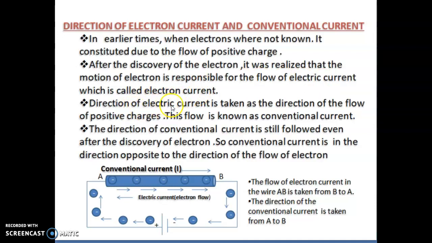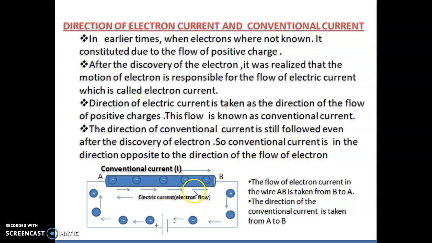The direction of electric current is taken as the direction of flow of positive charge. This is known as conventional current. The direction of conventional current is still followed even after the discovery of electrons. So, conventional current is in the direction opposite to the direction of flow of electrons.